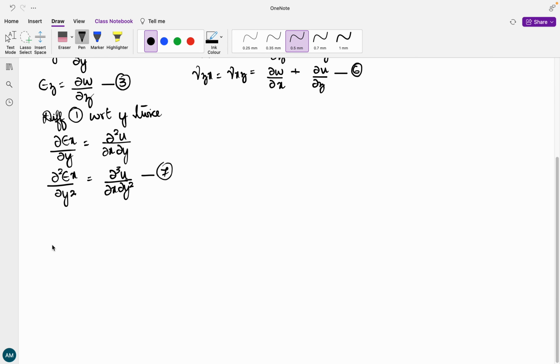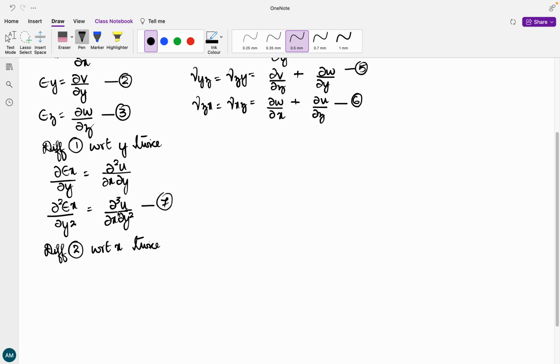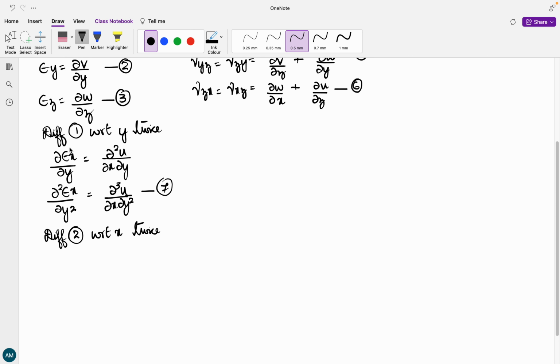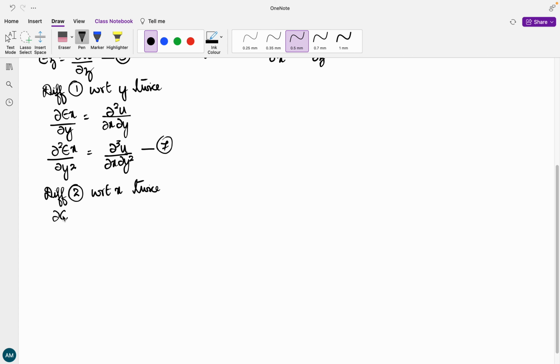Next, I'll be differentiating equation 2 with respect to x two times. Equation 2 is epsilon y is dou v by dou y. So dou epsilon y by dou x is dou square v by dou y dou x. Again, dou square epsilon y by dou x square is dou cube v by dou y dou x square. Let us call this equation 8.